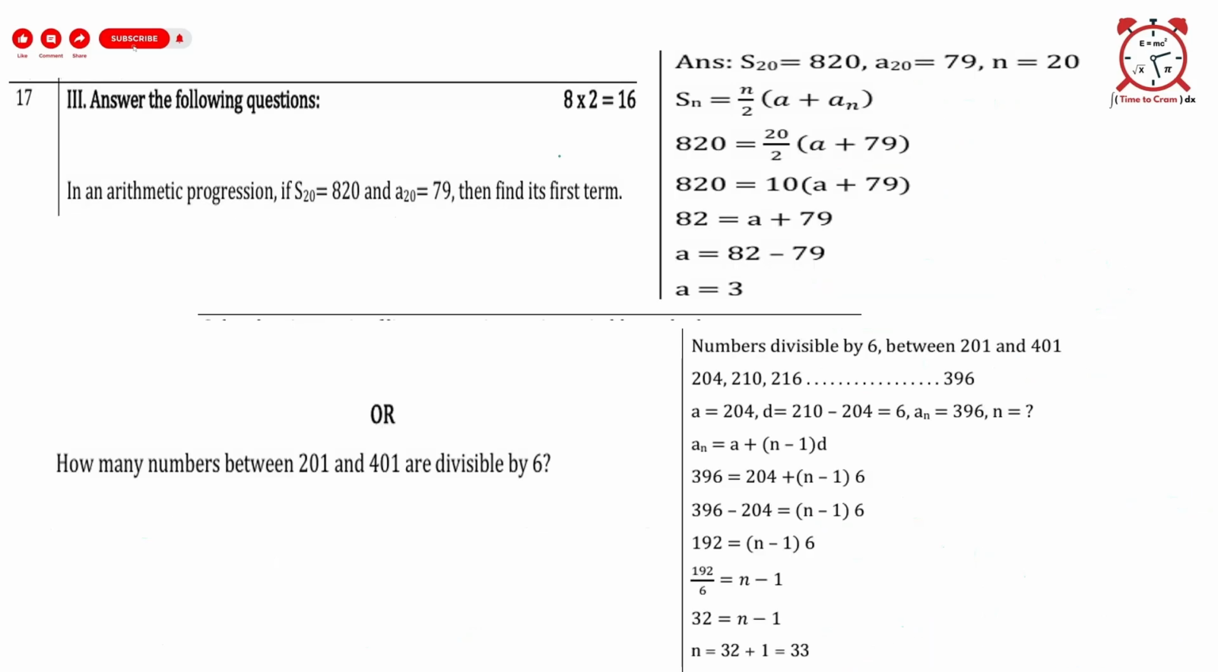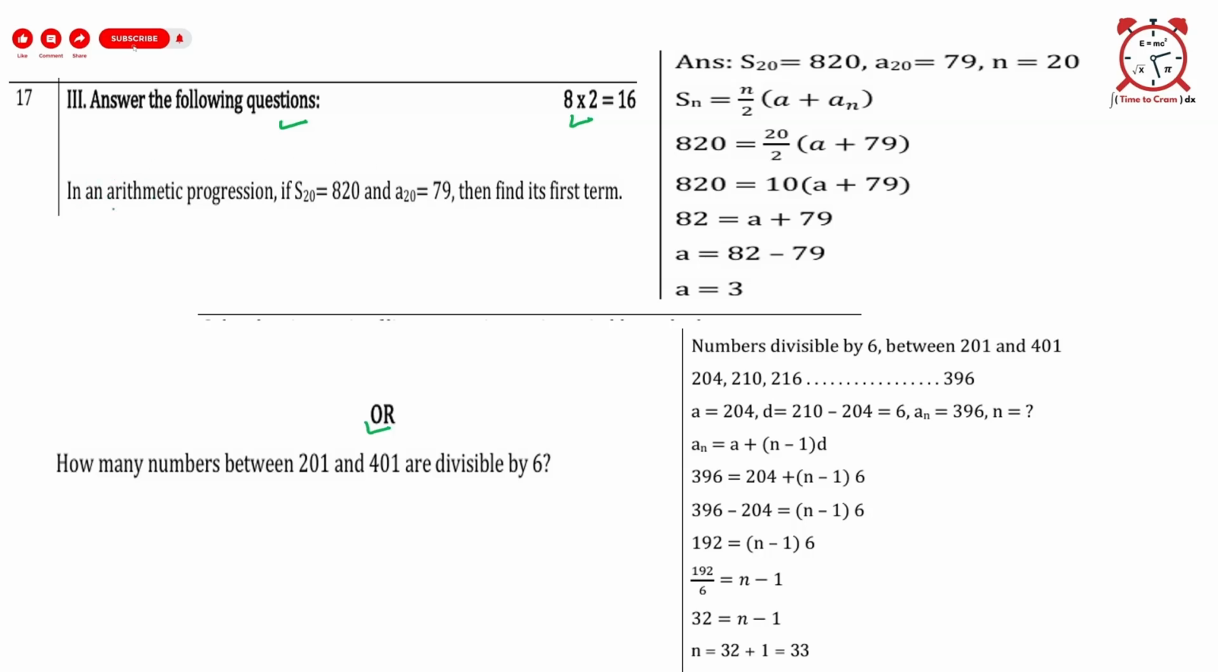So next section, question number 3, answer the following questions. We can see that each question contains 2 marks. Here we have to answer 8 questions. Here we will get some internal option. You can see here in question number C, there is an internal option. So from these 2 questions we have to attempt any one question.